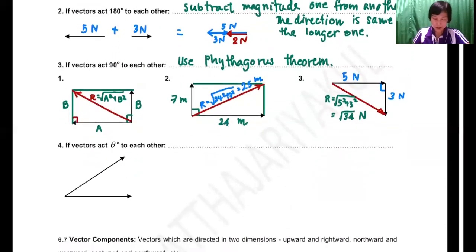Case 4, if we have vectors acting at an angle theta degree against each other. Here I will let this vector have magnitude A, and this second vector have magnitude B. And this is the angle between these two vectors, which I call theta. It should be theta degree.